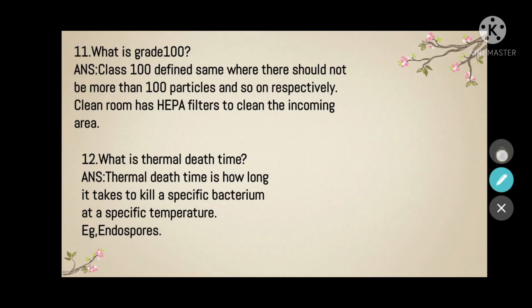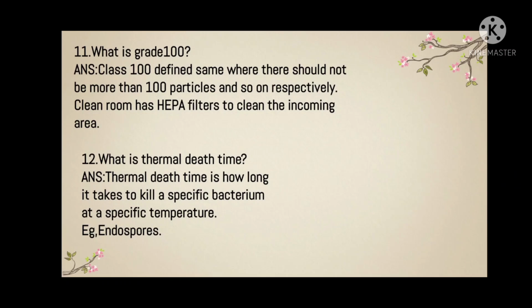Then the 12th question is, what is thermal death time? Thermal death time is how long it takes to kill a specific bacterium at a specific temperature. It means the time required to kill the bacteria at a specific temperature. That's known as the thermal death time. For example, endospores. The time required to kill these spores with heat is known as thermal death time.